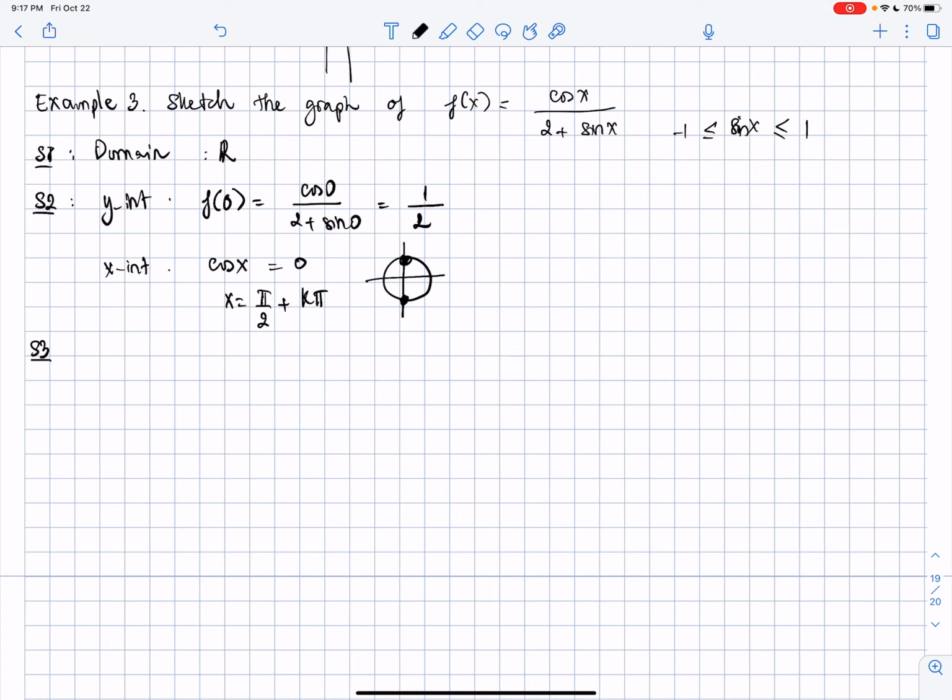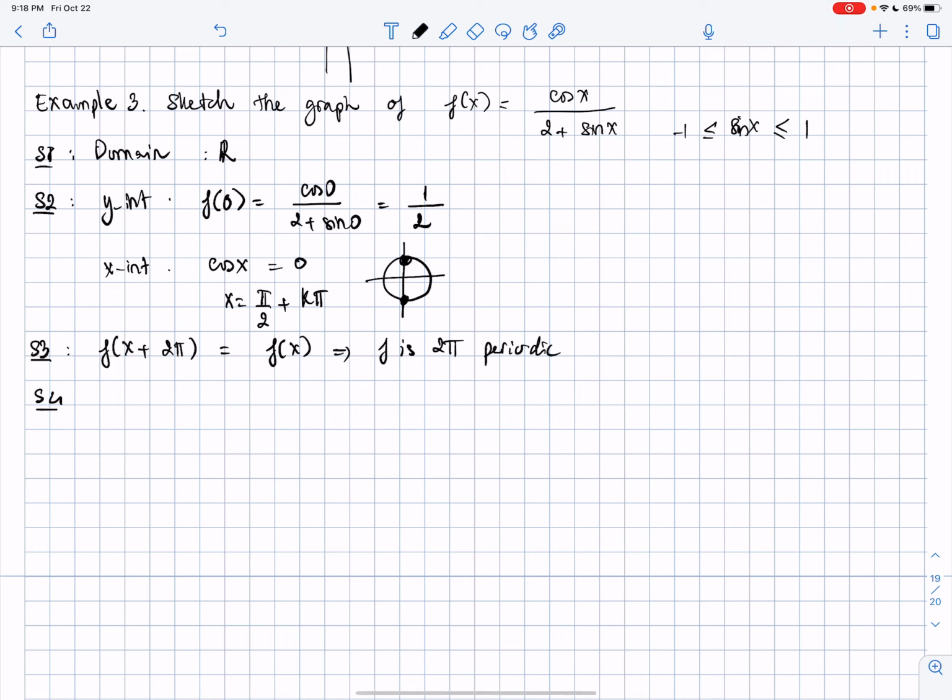Step number 3, we will check for symmetry. But you notice that for this function, if you add 2 pi to the input x, then cosine is a periodic function, so it will be the same, and the sine will be the same. So this means that f of x plus 2 pi is the same as f of x. So f is 2 pi periodic.